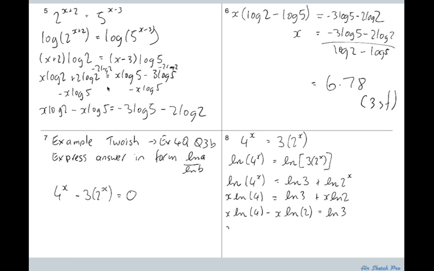I'm nearly there. I'm now going to isolate the x even further. So I've got x(ln 4 minus ln 2) equals ln 3. And now I can divide both sides by ln 4 minus ln 2. So I get ln 3 all over ln 4 minus ln 2. Now, the lazy amongst you might go, my job is done. I've got a fraction, I've got natural logs, I am cooking with gas.